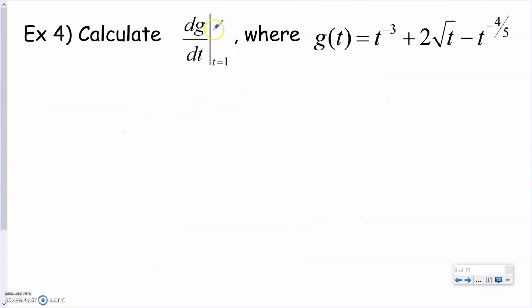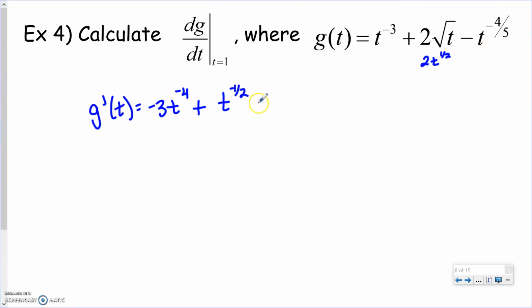Okay, another notation, find the derivative at t equals 1. So we're going to find g prime of t, which is negative 3t to the negative fourth, so multiplied and subtracted. Rewrite this as t to the 1/2. It makes your life easier. So 1/2 times 2 is 1, and 1/2 minus 1 is negative 1/2. And then negative 4/5 times negative 1 is positive 4/5 t. And then if I subtract 1 from here, I get negative 9/5. Okay, so there's our derivative.